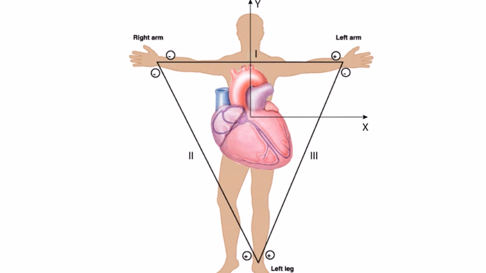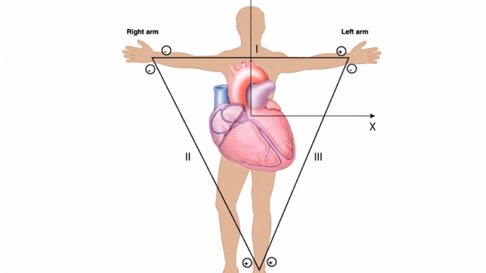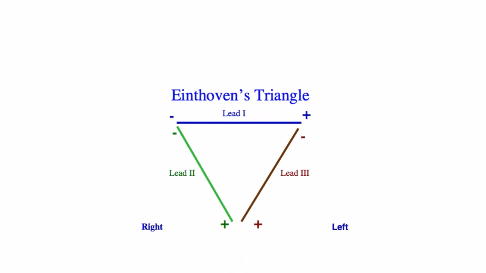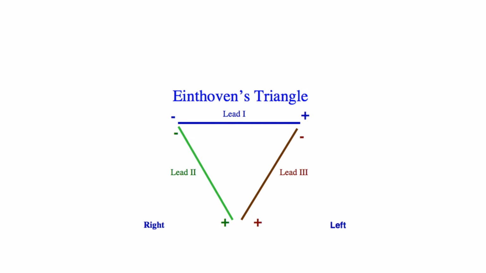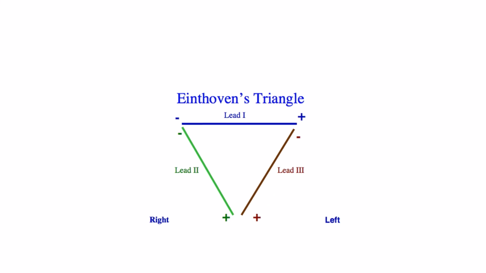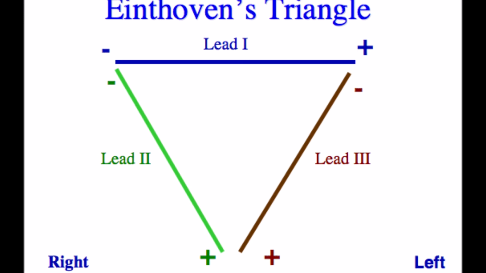Now we can see Einthoven's triangle. Einthoven's triangle is an equilateral triangle formed by joining lead 1, 2 and 3. Einthoven's law states that if the electrical potential of any two of the three bipolar limb leads is known at any given instant, the third one can be determined mathematically.